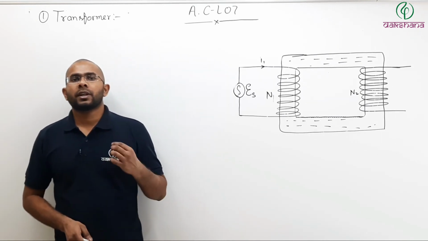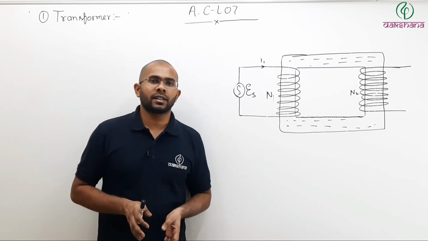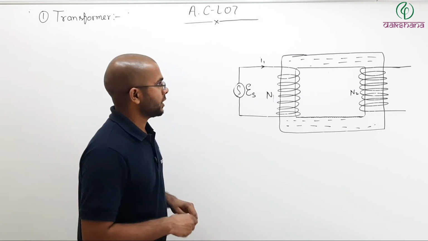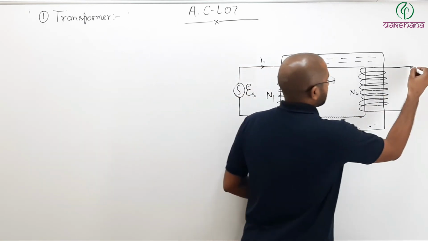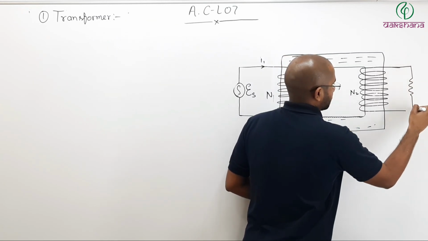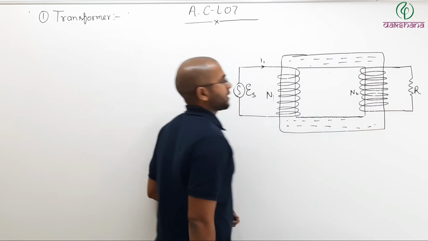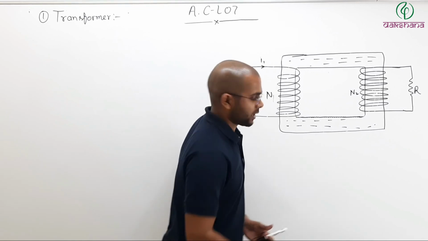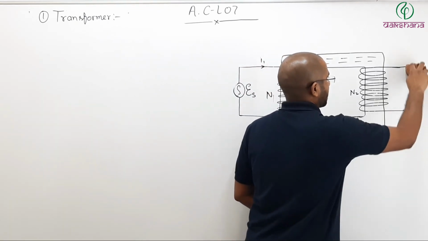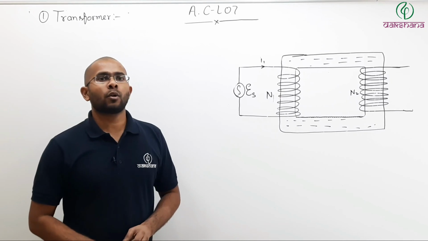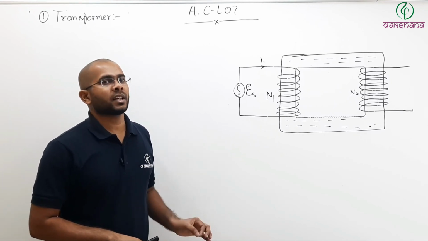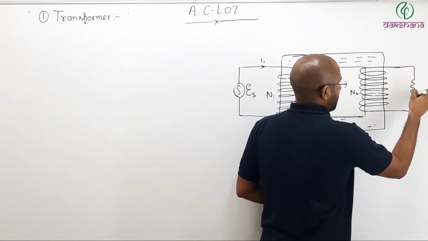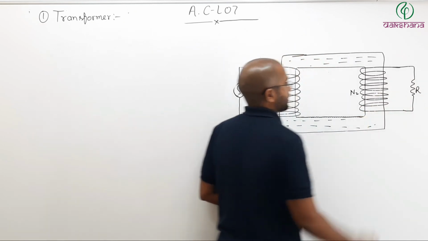Now we know how EMF in the primary and secondary coil is connected. Let us talk about how the current in primary and secondary is connected. Let us say a resistor is connected across the secondary coil. If there is no resistor connected, then that will be an open circuit, and if it is an open circuit, there will be no current. So if you want current, you will have to add a resistance R like this.